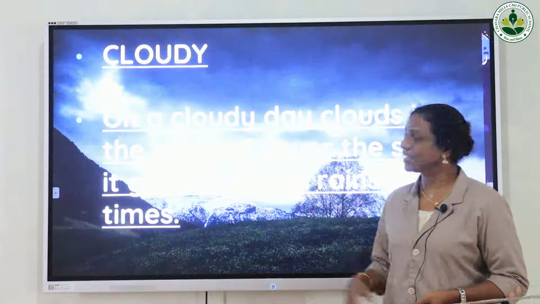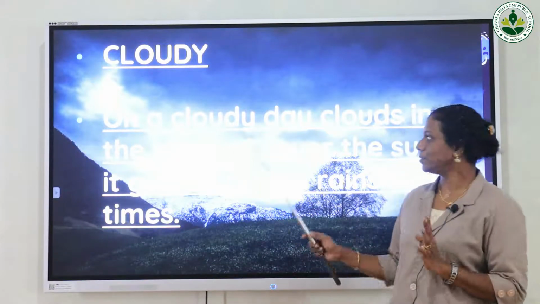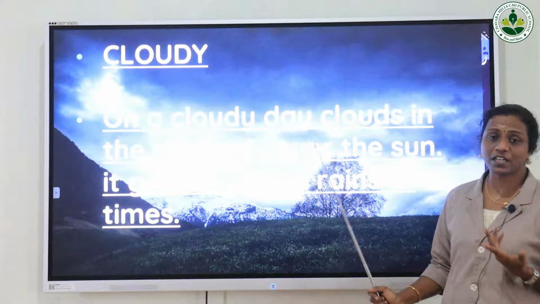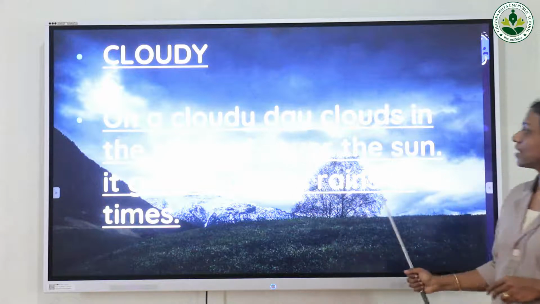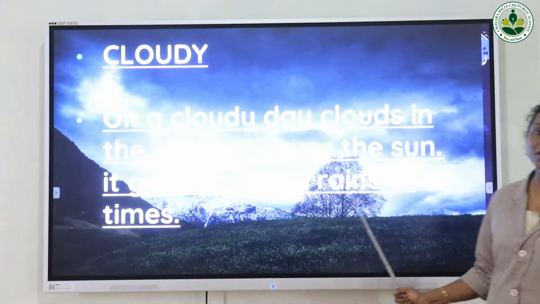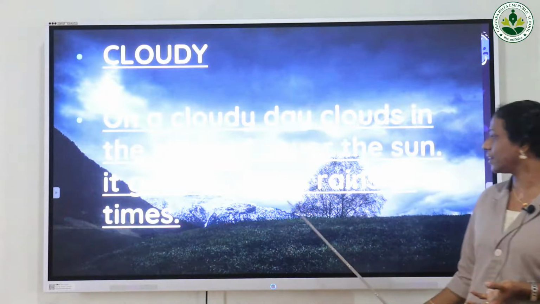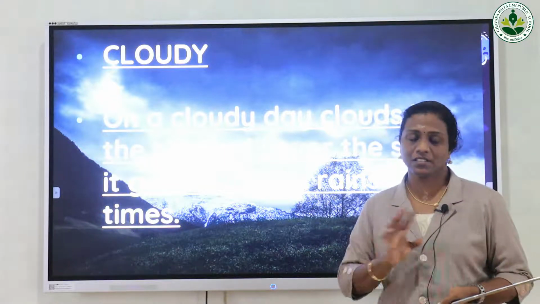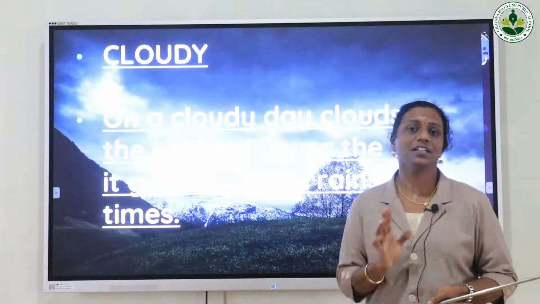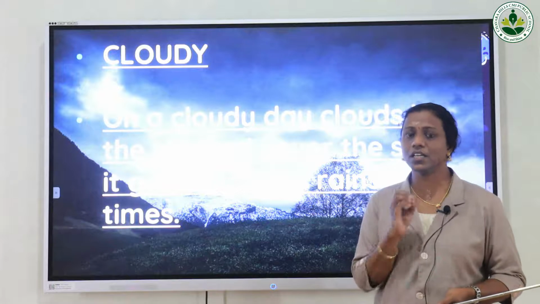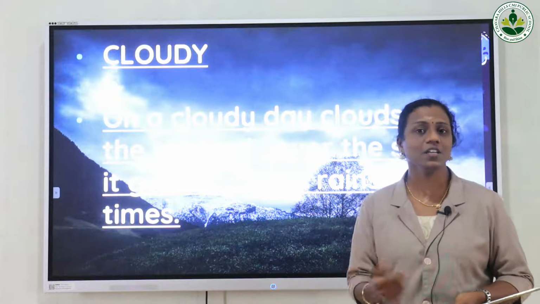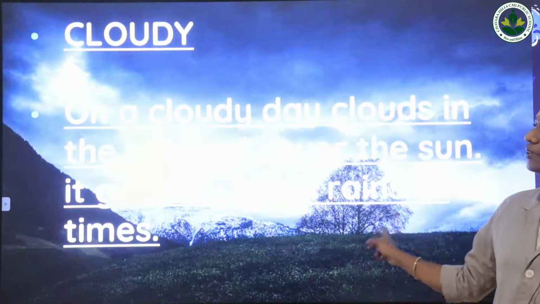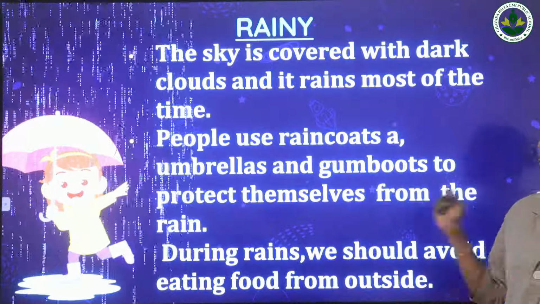And the next weather is cloudy. From the picture you can understand what cloudy means. On a cloudy day, there are clouds in the sky and they cover the sun. It gets dark and rains at times. So on a cloudy day, we can't see the sun. The sun is covered with dark clouds, and most of the days there is a chance of heavy rain also. So today we studied three types of weather.